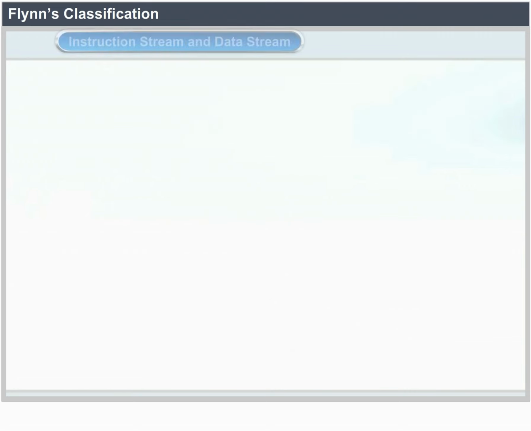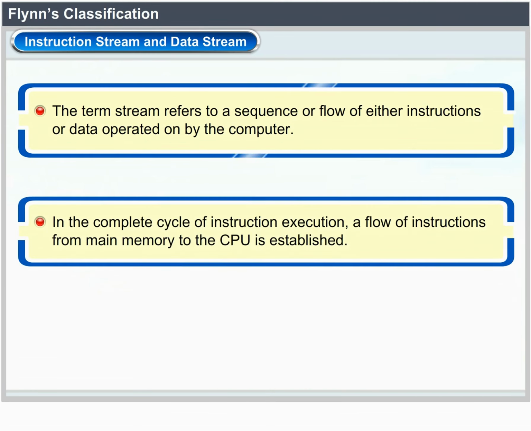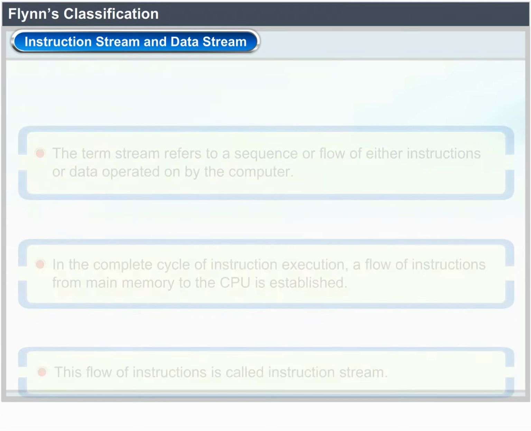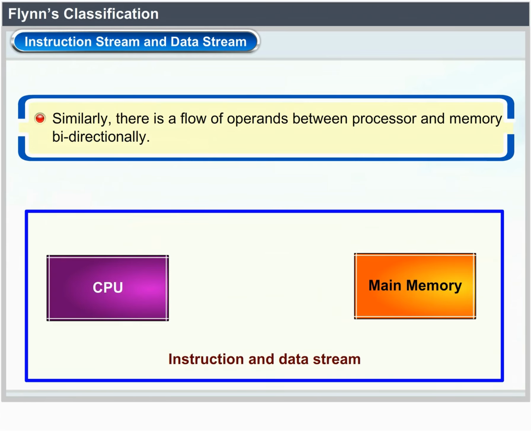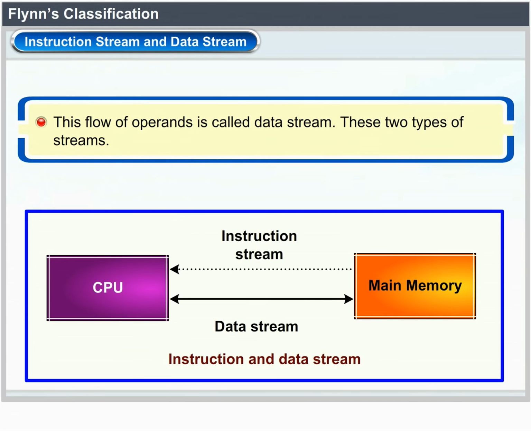Instruction stream and data stream. The term stream refers to a sequence of flow of either instructions or data operated on by the computer. In the complete cycle of instruction execution, a flow of instructions from main memory to the CPU is established. This flow of instruction is called instruction stream. Similarly, there is a flow of operands between processor and memory bidirectionally. This flow of operands is called data stream. These two types of streams are shown in this figure.